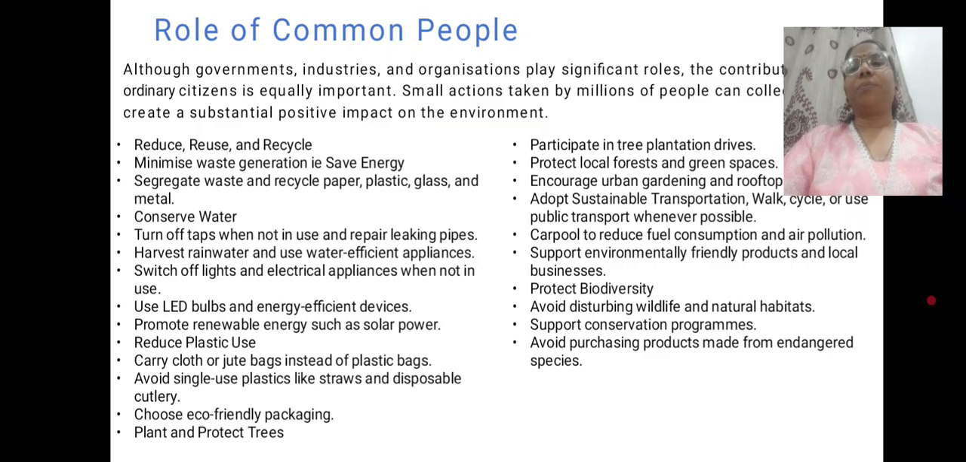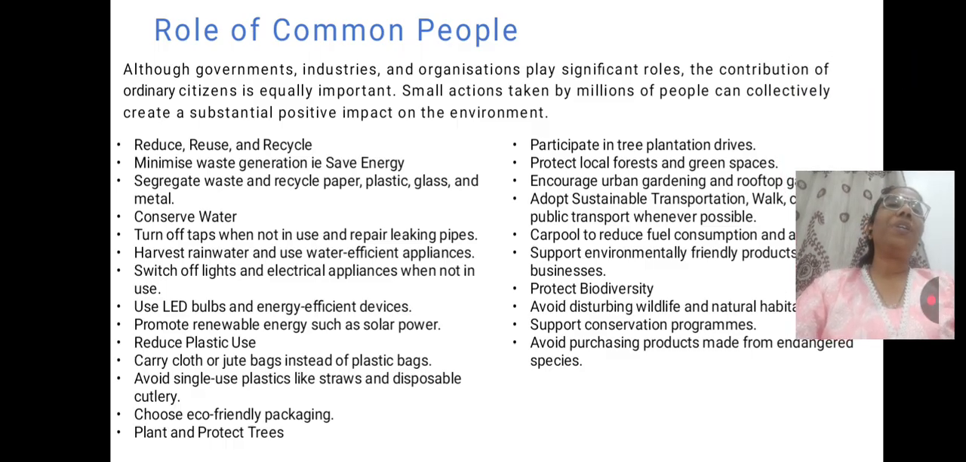So, as we know, the government as well as NGOs play their role. Now, it's our duty to play an important role in environmental sustainability. Okay, so although the government, industries, and organizations play a significant role, the contribution of the ordinary citizen is equally important. Small actions taken by millions of people can collectively create a sustainable, positive impact on the environment. So let us see what role you can play for environmental sustainability. Let us see one by one.